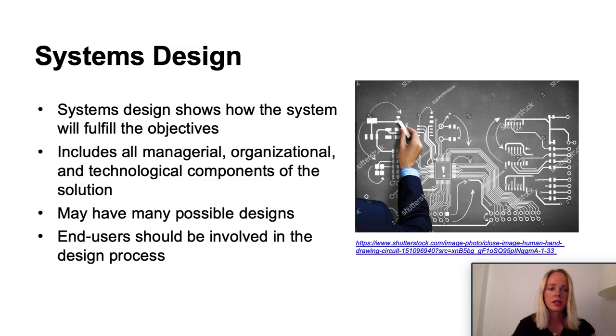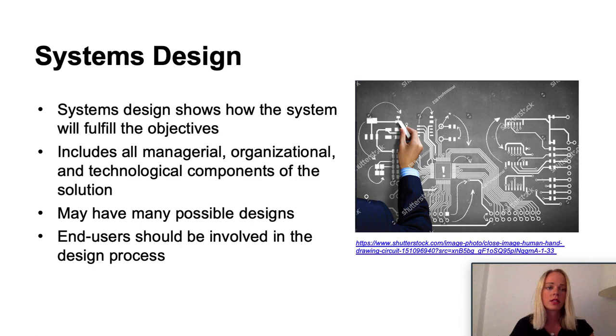Systems design is the second activity of the systems development process. Systems design shows how the system will fulfill the objectives concerning the information requirements. It is like an overall plan or model for an information system and includes all the managerial, organizational, and technological components of the system solution.